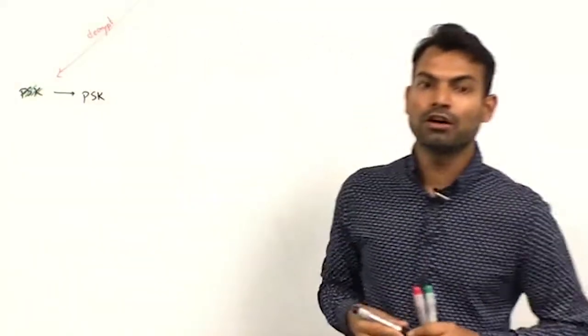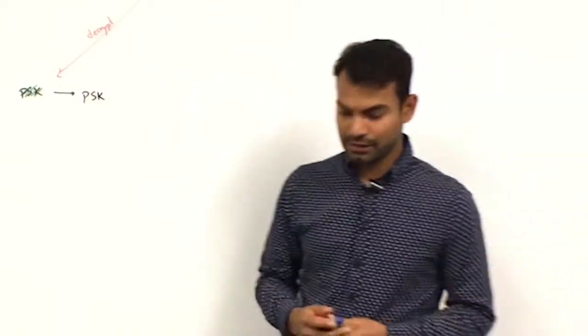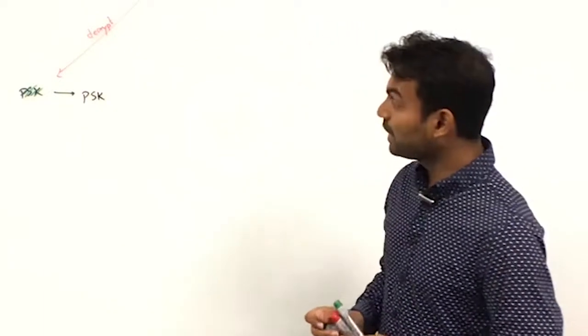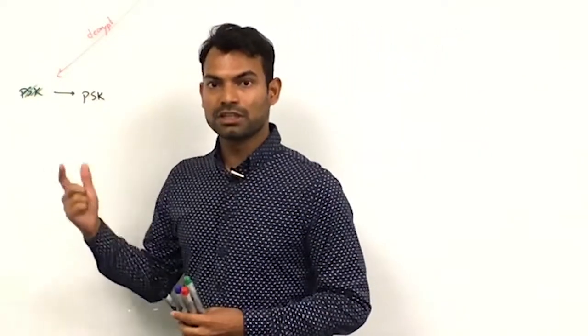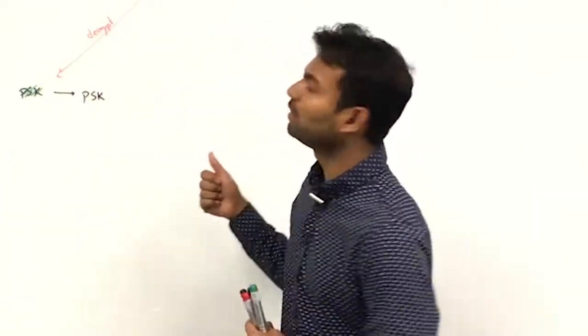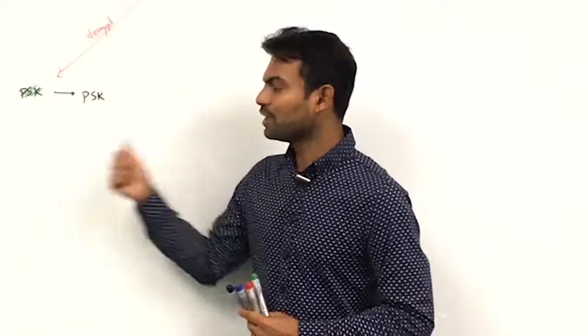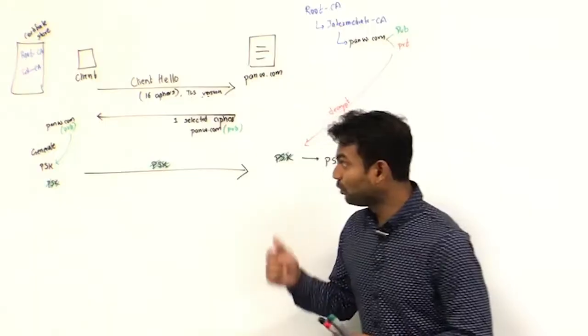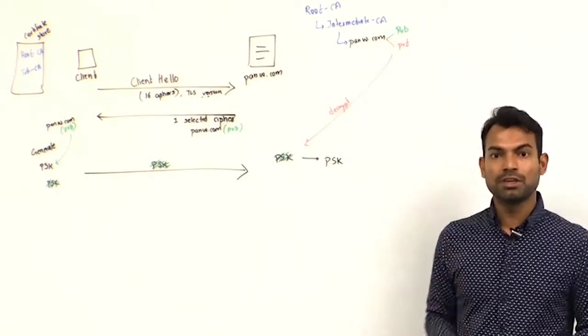So this is one way of what we call symmetric and asymmetric keys. The PSK here is the symmetric key which was created through asymmetric keys. We use the asymmetric keys, public and private, to exchange the symmetric key, or pre-shared key in this case. So both the client and the server have the same key right now.